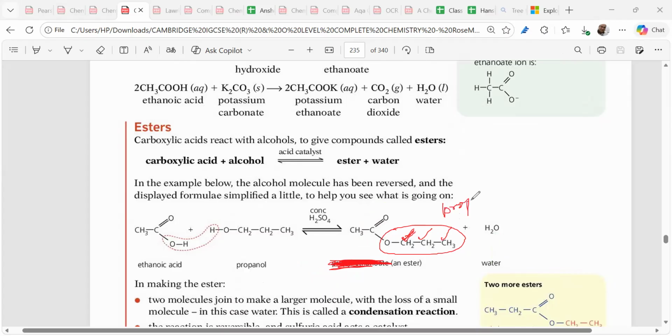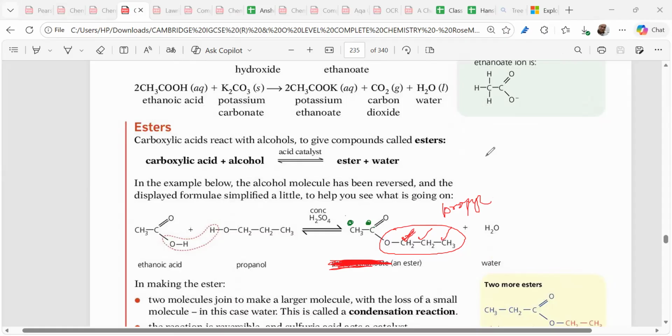Propyl. Then this side is what? Meth and eth. I'm doing a different color, that'll be better. So this side will be called as ethanoate. Methanoate if 1 carbon, ethanoate if 2 carbon, propanoate if 3 carbons. It'll be propyl ethanoate. Is it clear? Easy now?